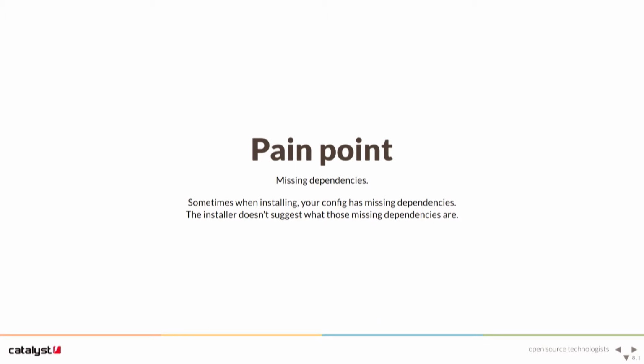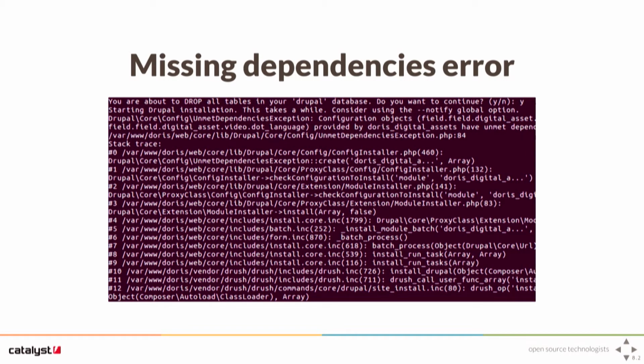So here's the missing dependencies issue. Now sometimes after you've exported the config, you do your site install and you get this big error. And it basically goes, blah, blah, blah, this particular thing's got unmet dependencies. And you're like, great, it's got some unmet dependencies, what are they?